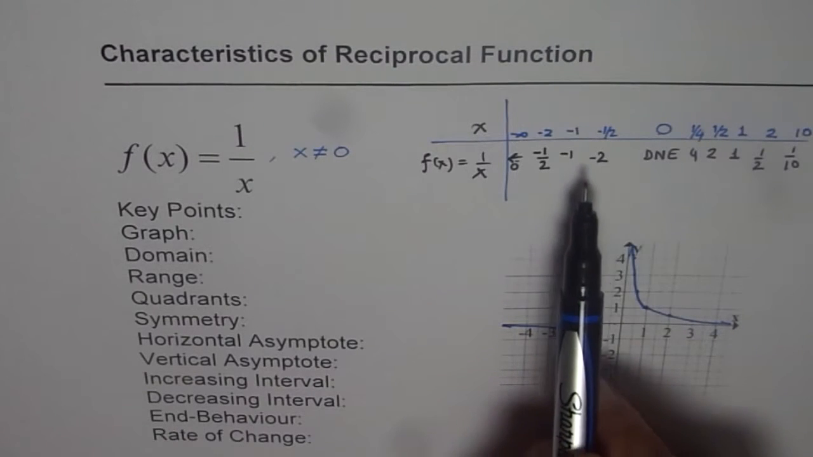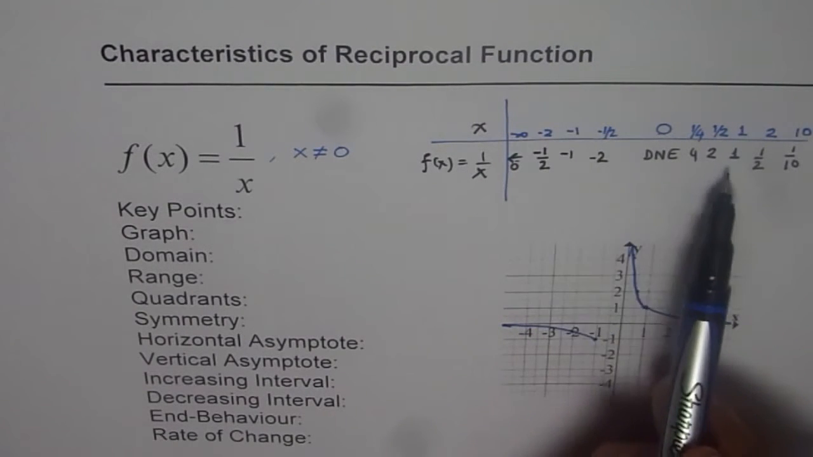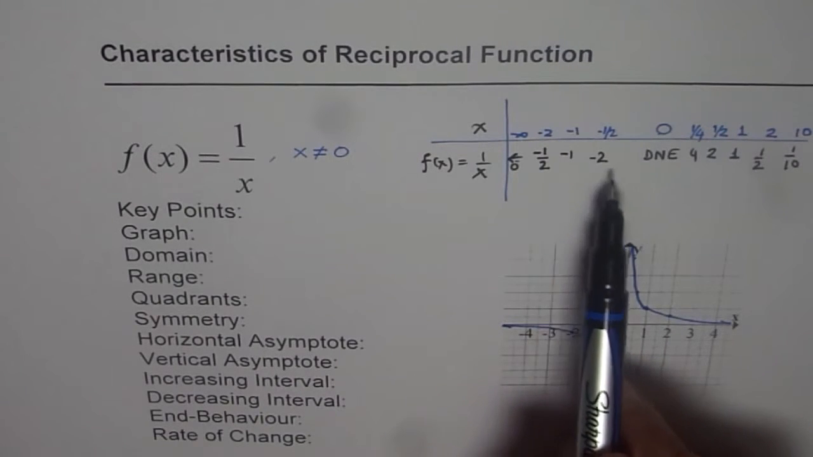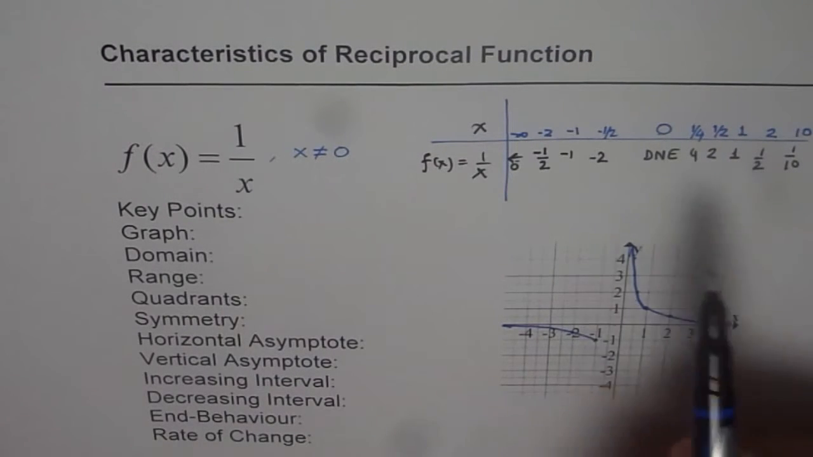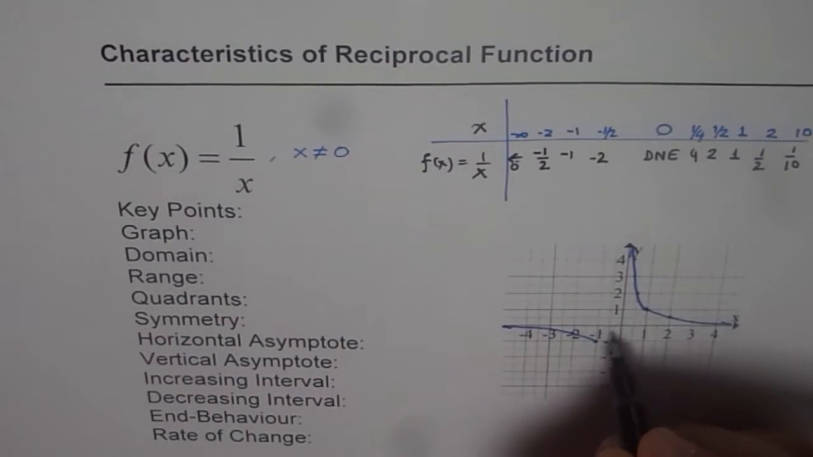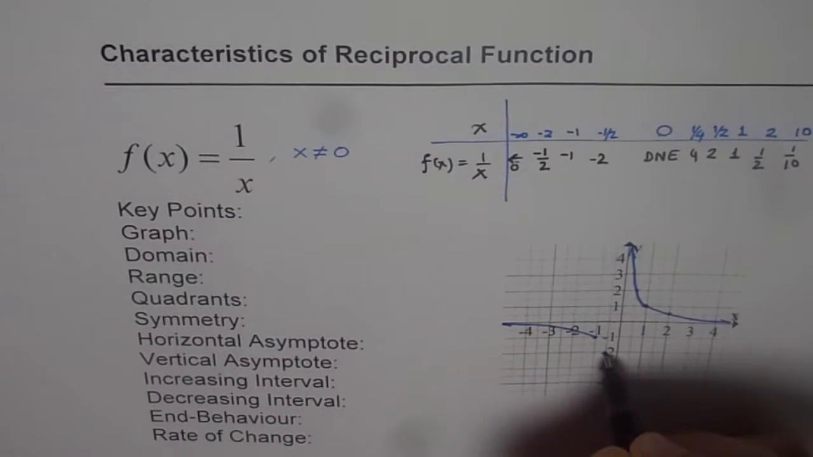Second, you will see that for negative numbers, the values kind of match. So it has odd symmetry, right? So we'll just fill in those things here. But these things we observe as we make our graph. So for minus half, which is here, we get a value of minus 2, right?